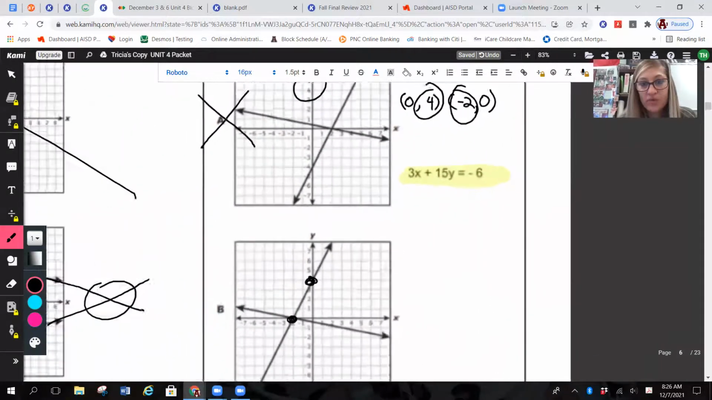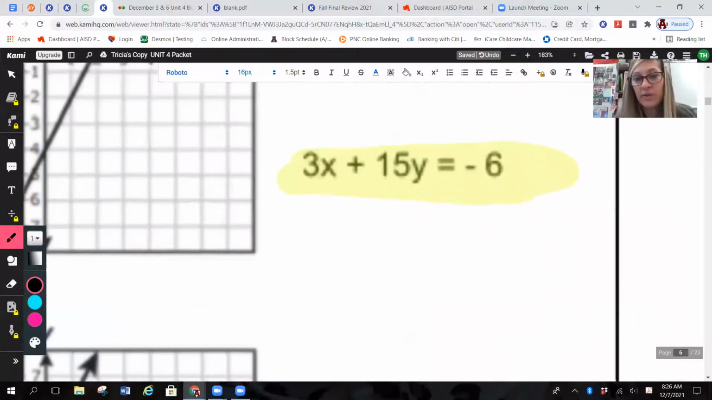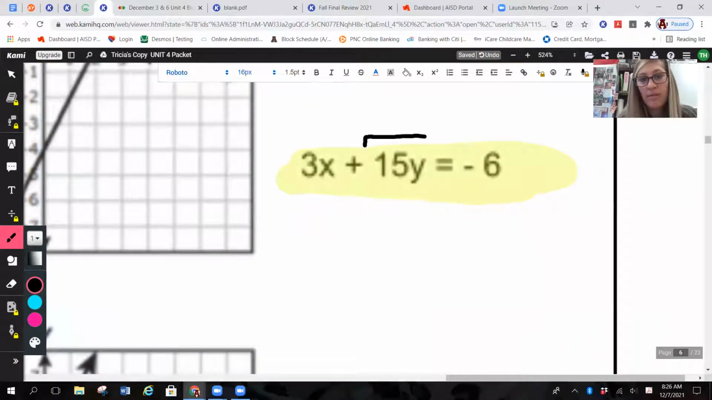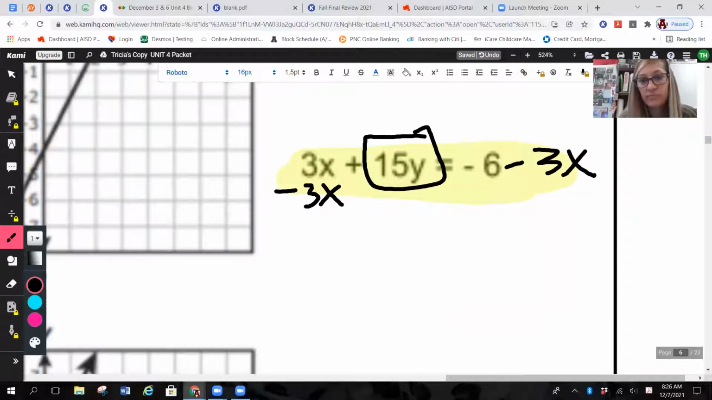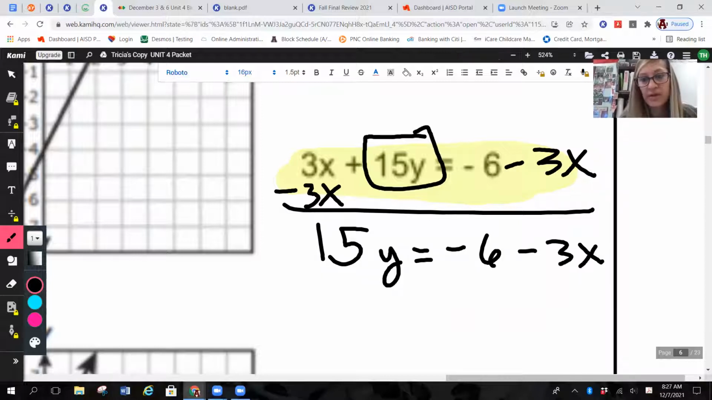All right. So I could circle B and keep it moving, but I'm going to remind everyone how to do the second. Box the y, move the x. You get 15y equals -6 minus 3x. Then you're going to divide everything by 15, divide, divide, divide.